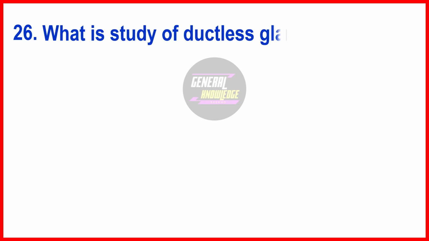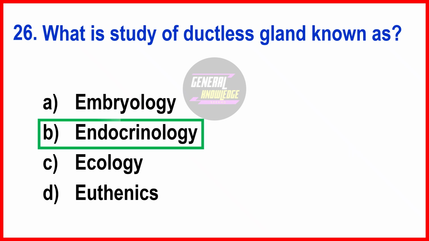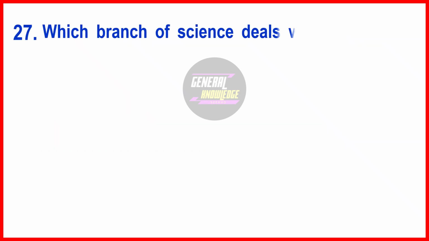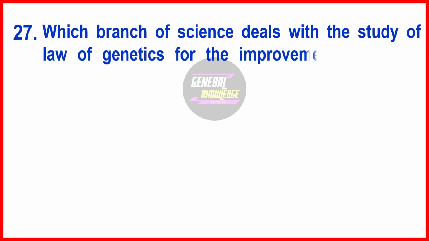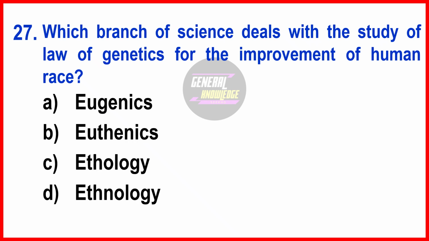Question number 26. What is study of ductless gland known as? The right answer is option B, endocrinology. Question number 27. Which branch of science deals with the study of law of genetics for the improvement of human race? The right answer is option A, eugenics.